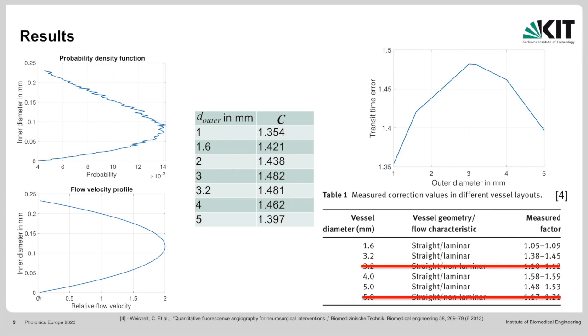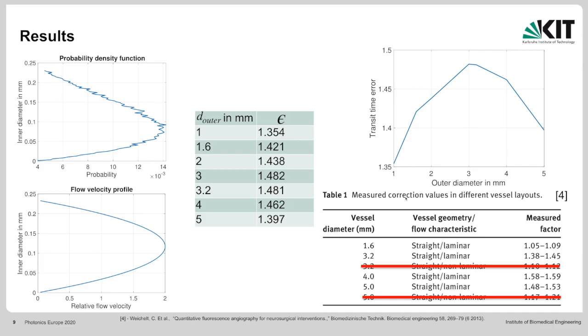So what we do now is, as shown on the slide before, we multiply each single element and sum them up, and in the end we get this table here, which is showing the outer diameter to the left hand side and the transit time error on the right hand side. Visualizing it as a graph, we see here the outer diameter on the x-axis, the transit time error on the y-axis, that we have a clear peak and we have descending arms on each side. And this is also expected and was shown also in an experiment by Weichert et al. for fluorescence angiography, which observed a pretty similar behavior.